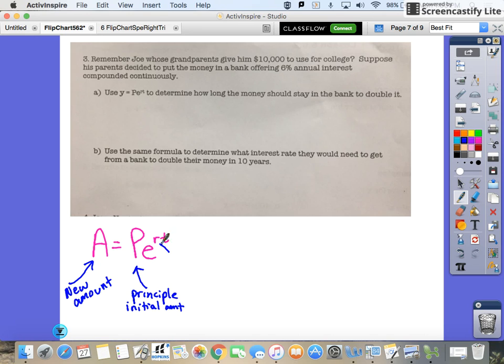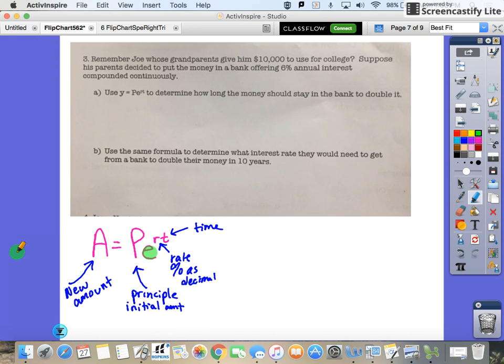R is the rate or percent as a decimal. We always put our percents into decimals if you haven't noticed. And then t, you might have guessed, is time. That's time in years, unless otherwise stated. The PERT formula is really important because this e calculates interest rates that are compounded continuously. So continuous interest is when you use the PERT formula. A lot of times this talks about money.